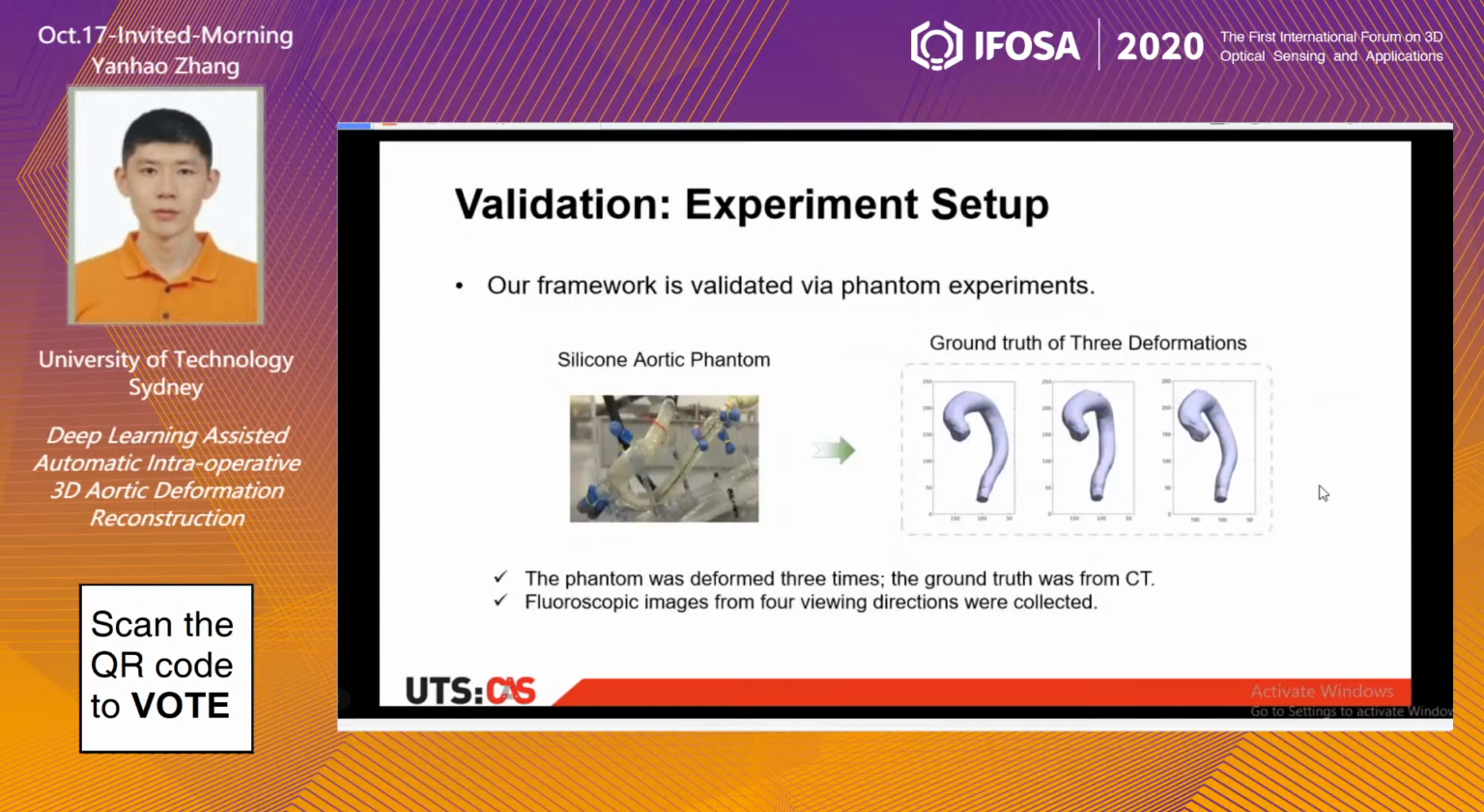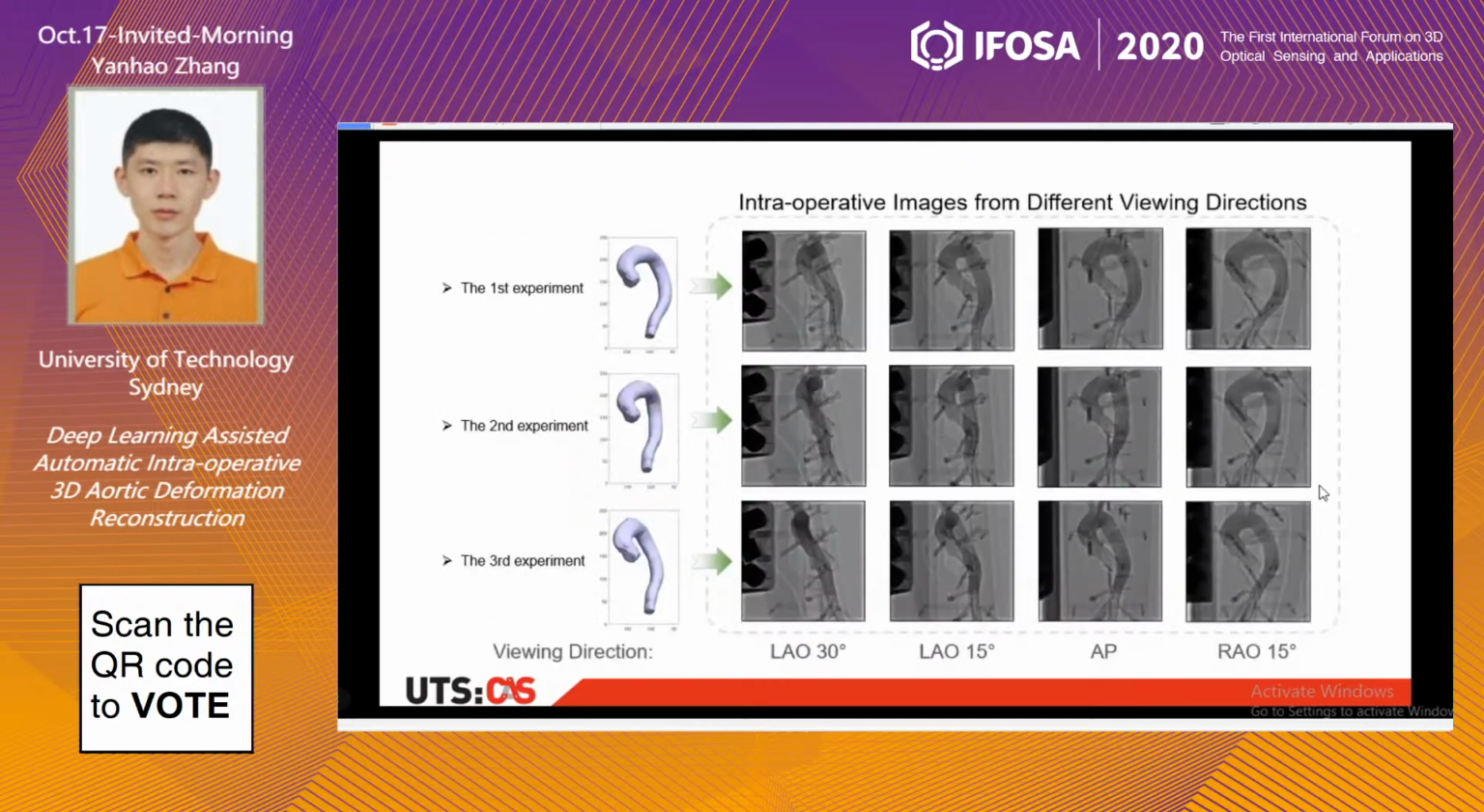So this framework is validated by a real phantom experiment. For the experiments, we deform the phantom 3 times, and the ground truth is obtained from CT. At the same time, the fluoroscopic images from 4 different directions are also obtained.